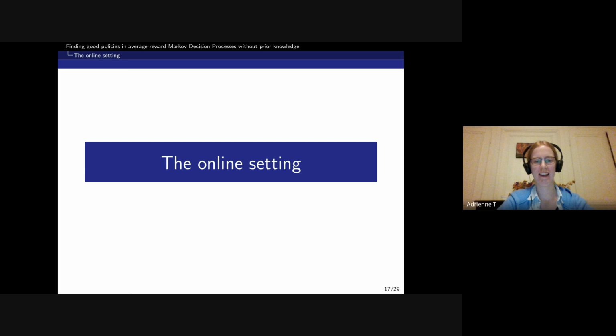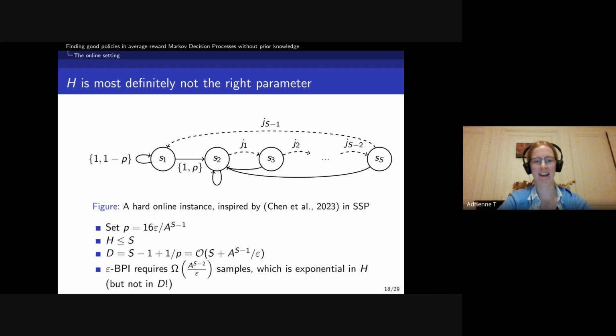However, in the online setting, where you have to go look for your samples without teleporting throughout your MDP, it's actually not really the case. And so in the online setting, your optimal bias span, H, is most definitely not the right parameter. To convince you of it, here's an MDP with a bunch of states.